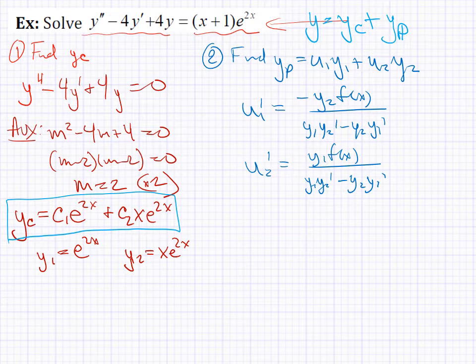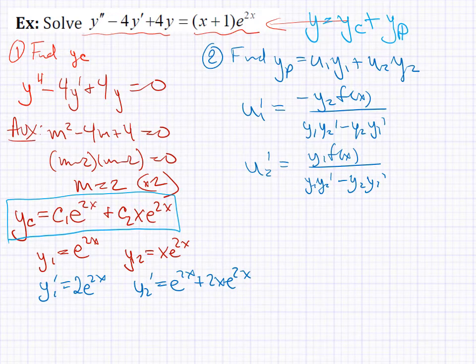So in order to do this, we need y1 and y2, which we have here, but we also need y1 prime and y2 prime. So we might as well find those while we're here, and so that would give me 2e to the 2x, and here I would need product rule, so e to the 2x plus 2x e to the 2x.